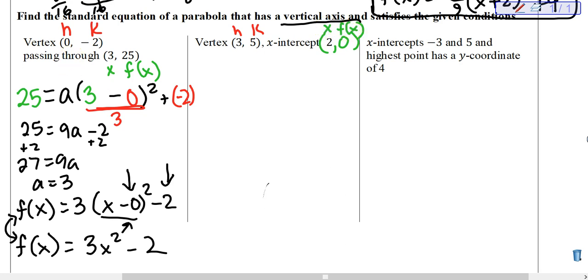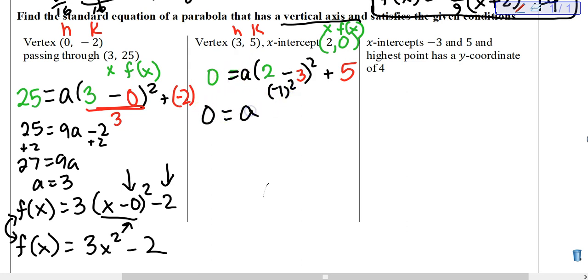So we'll quickly plug those in. A times (x minus 3) squared plus 5, and then I'm going to plug in my 0 and my 2 and my 3 and my 5 and simplify. So that's negative 1 squared, which is 1 squared, right? Or 1. So 0 equals A plus 5. That's a nice one. Minus 5. So A equals negative 5, right?